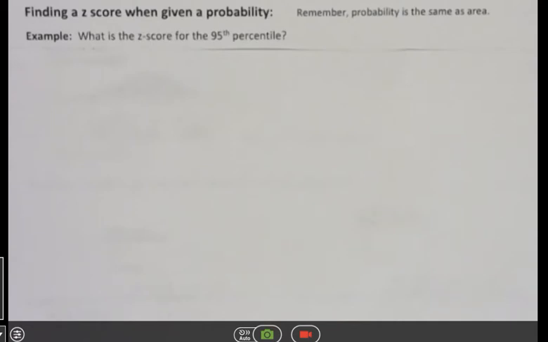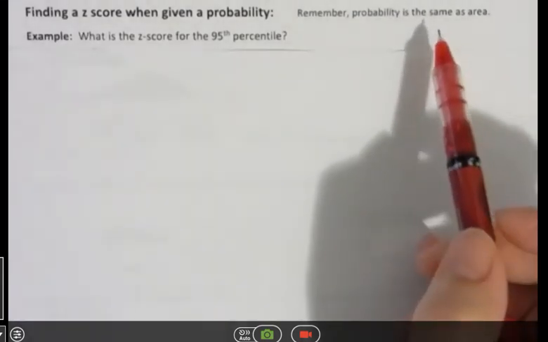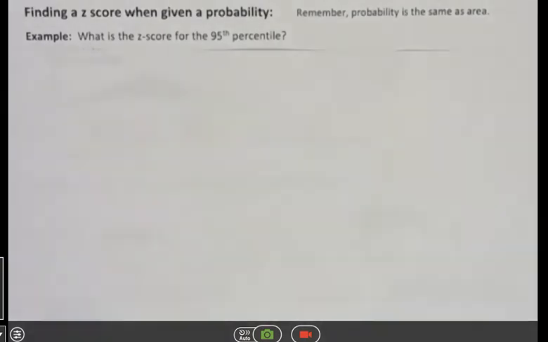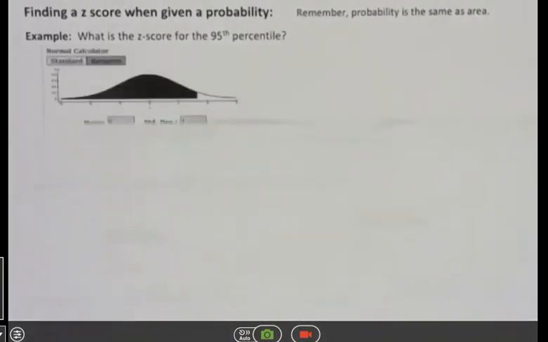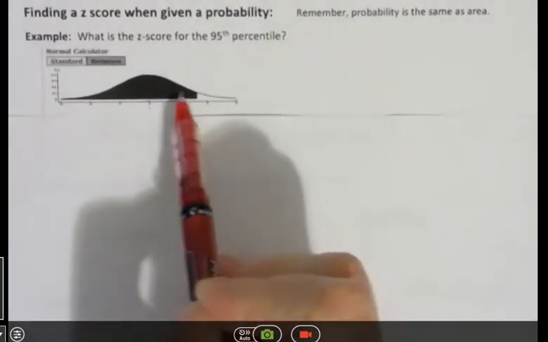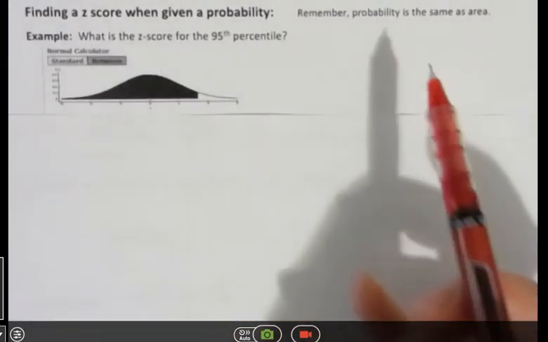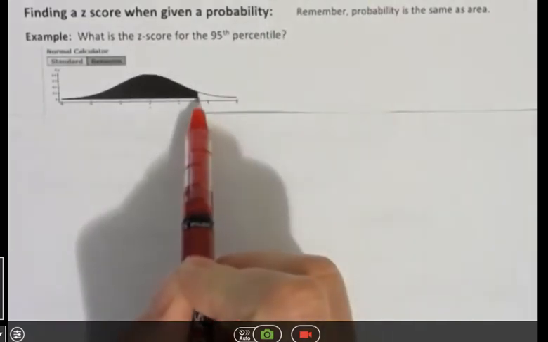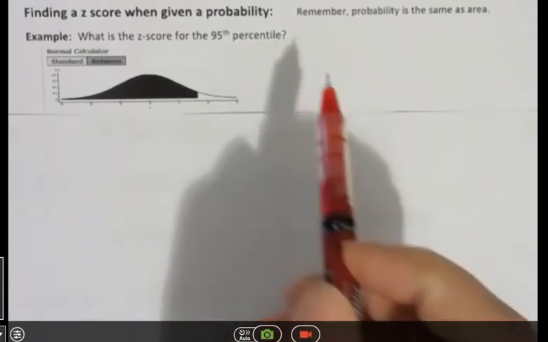Hi, it's Carly McAvoy. I'm talking tonight about finding a z-score when you're given a probability or when you're given an area, which is essentially the same problem, or a percentile, which is also the same thing. Remember, a percentile, 95th percentile, means that 95% of the values lie below and 5% lie above. And so when you want to know the z-score for that, you're looking for something up here at the 95th, splitting the 95 from the 5%.